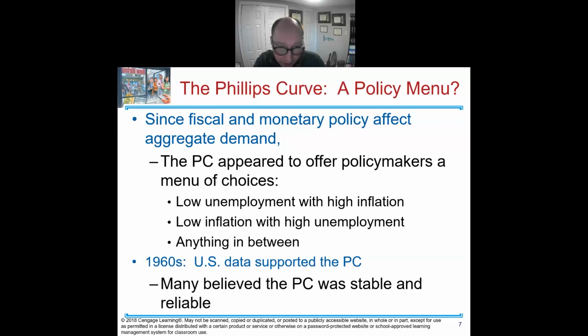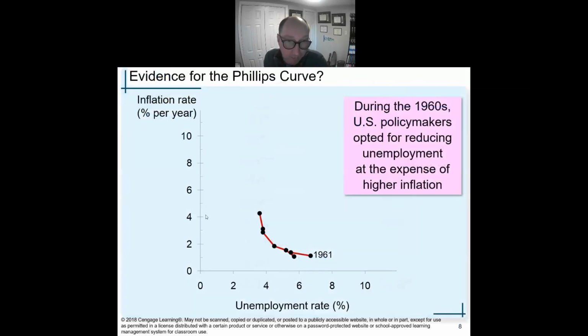Ideally, in the United States, we aim for about 2% inflation rate year over year, which is also correlated with some unemployment, but not at high rates. So anything in between is really ideal. And there's some data to support this concept of the Phillips curve that makes the Phillips curve reliable and stable.